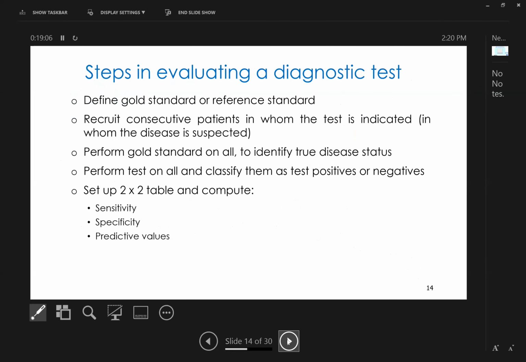So I'll give you examples of how we interpret this. In general, how do we go about evaluating a diagnostic test? First, we cannot evaluate a new test if there is no benchmark to compare it against, right? The benchmark we compare a new test against is called the gold standard, also called a reference standard, right?